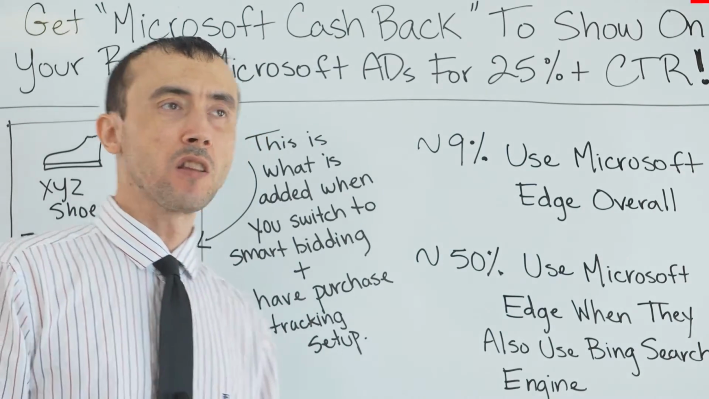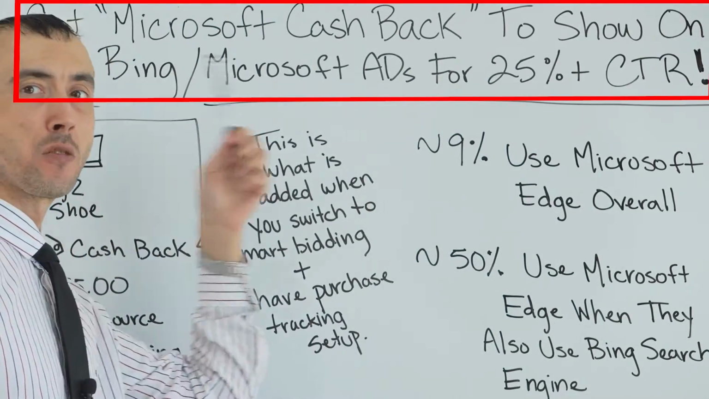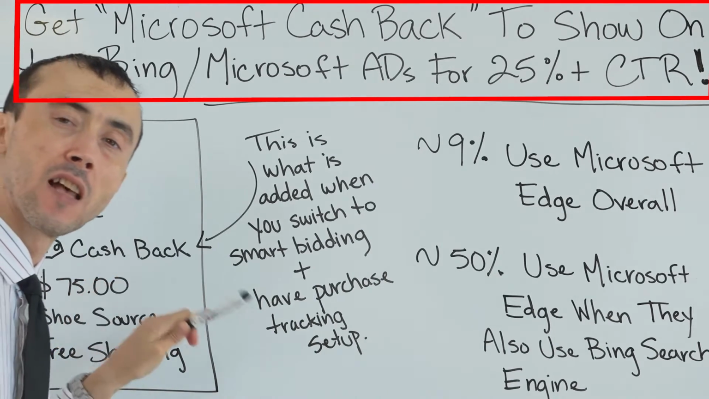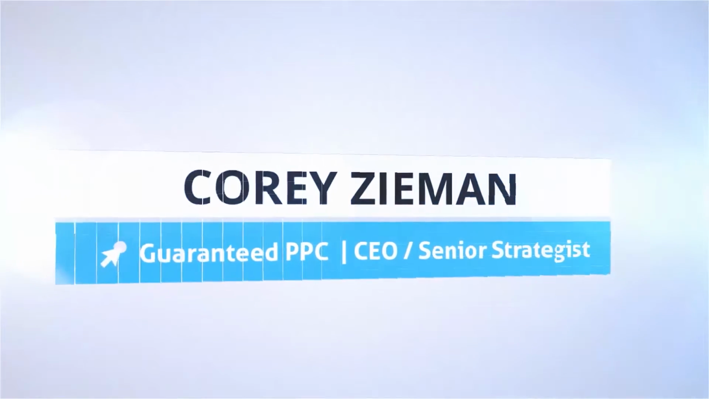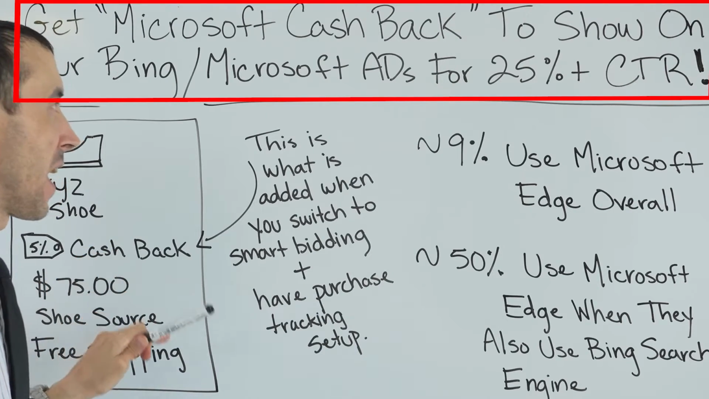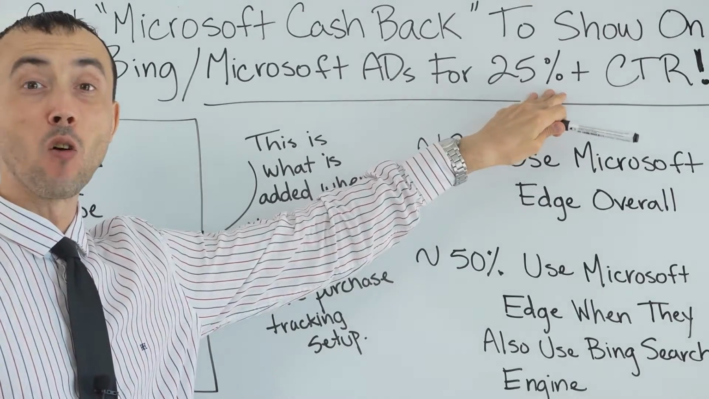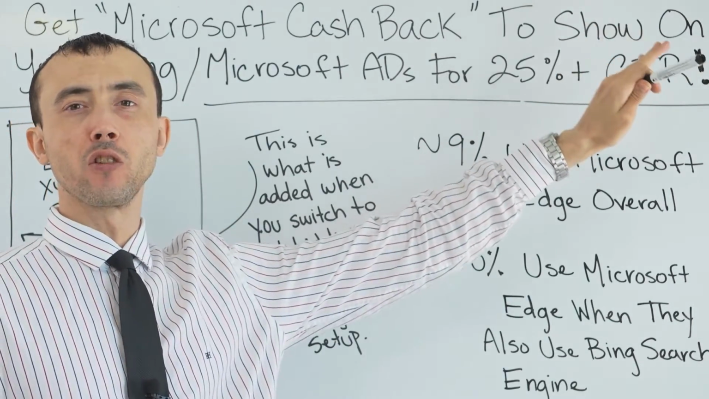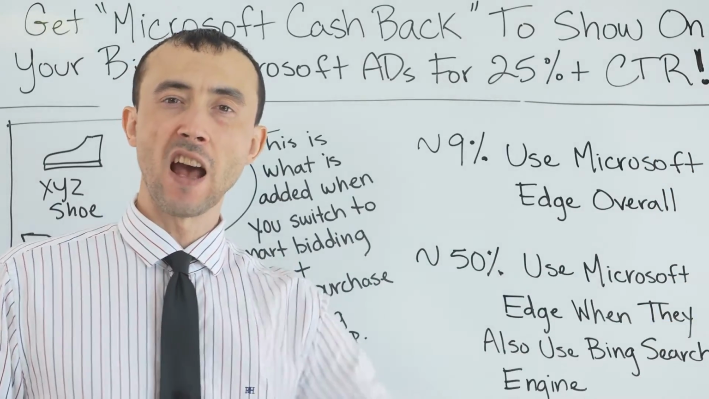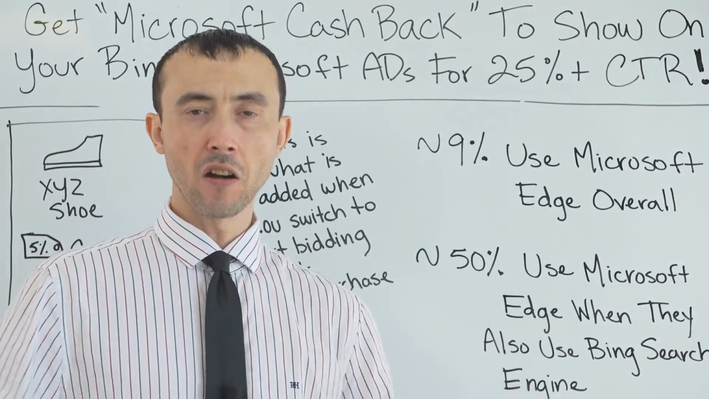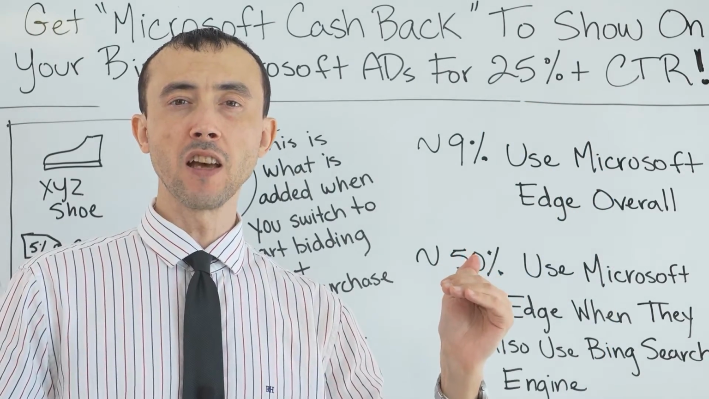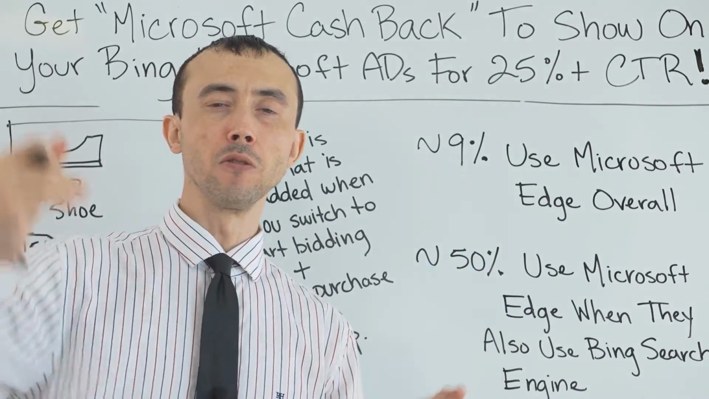Okay, today's video we're going to talk about how to get the Microsoft cashback symbol to show up on your Bing/Microsoft shopping ads for a 25% or even more bump in your click-through rate. More click-through rate always means more profits from your ads, because you're getting a higher click share of the available clicks that are already profitable to you. You also pay less per click the higher your click-through rate goes.